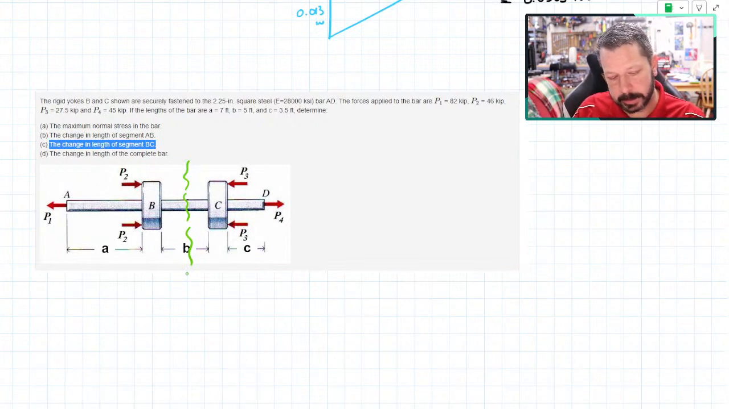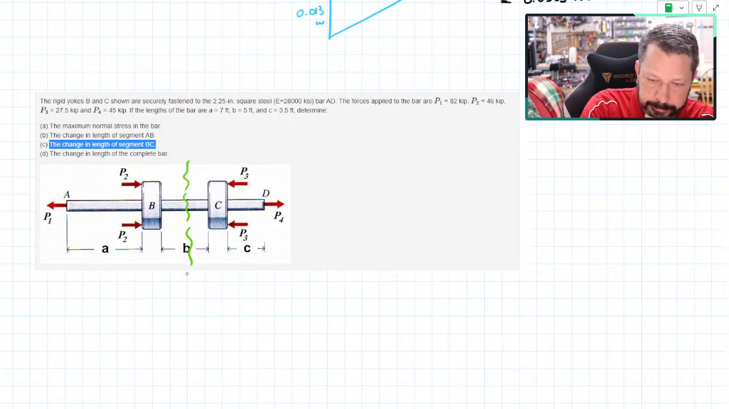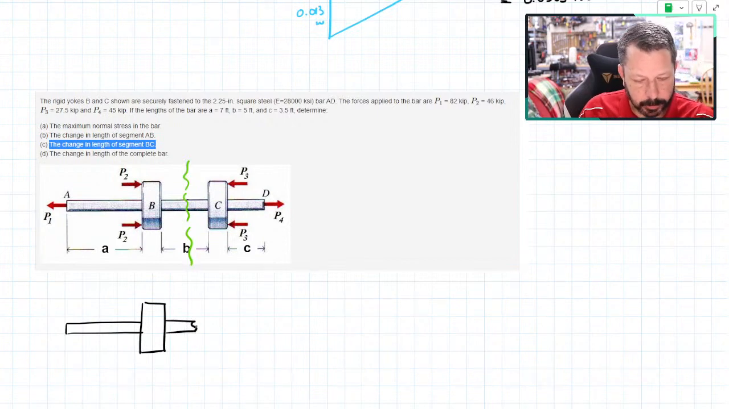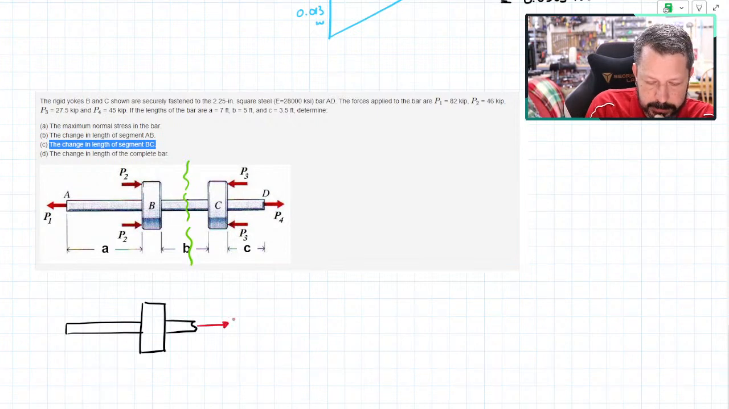I'll do the left hand side. So I'll just draw this part, and then label what we have on there. I don't know which way this internal force goes, so I'm just going to draw it this way.